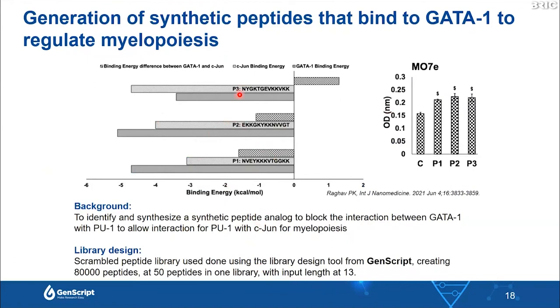So what they did was they used this peptide library to identify synthetic epitopes, synthetic peptides that could bind to GATA1 to regulate myelopoiesis. So they would like to create a synthetic peptide analog that could block the interaction between GATA1 and PU1 to allow the interaction of PU1 with C-zone to promote myelopoiesis. So as shown here from the libraries, they could identify 3 peptides that could have a higher binding affinity with GATA1 and lower binding with C-zone compared to control.